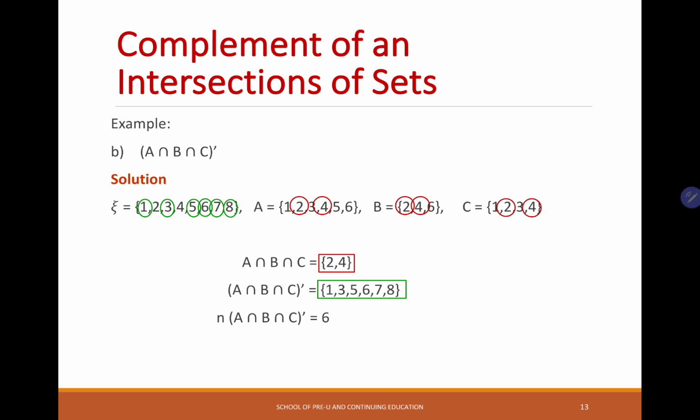Okay, the next one, complement of an intersection of sets. Here you have A intersect B intersect C. So find A intersect B intersect C, and you're going to get 2, 4. And then find the complement. That means other than 2 and other than 4. So you're going to get 1, 3, 5, 6, 7, 8. We want to state the number of elements, so it should be 6.